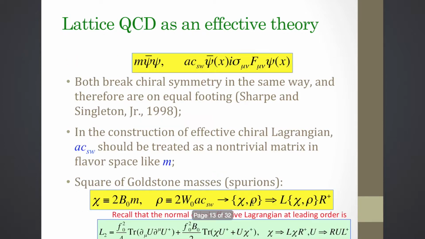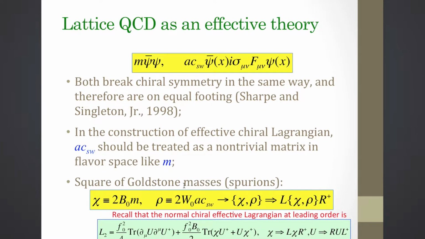The Pauli term breaks the chiral symmetry in the same way as the mass term in the leading order effective theory. So they should be treated on an equal footing. In the construction of the chiral effective Lagrangian, we should treat the coefficient of the Pauli term, a c_SW, as a non-trivial matrix in the flavor space, just like M.